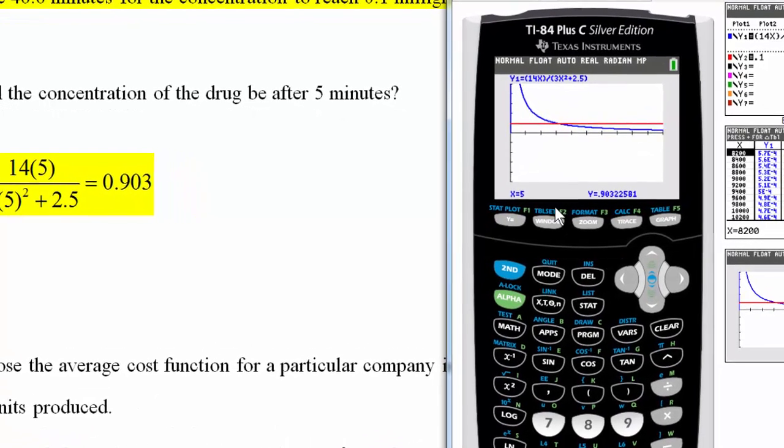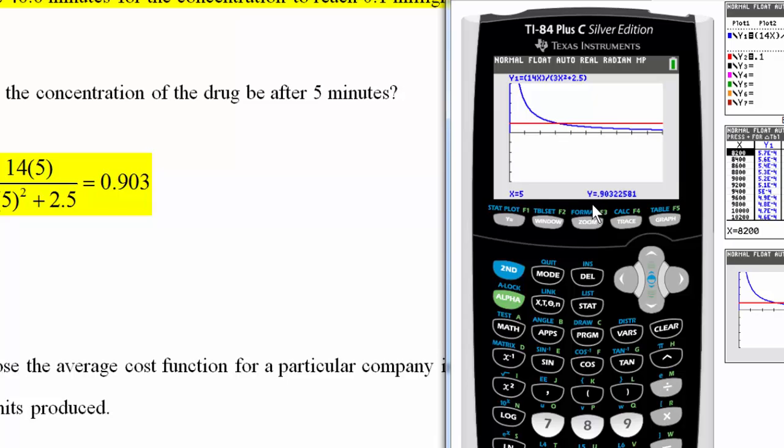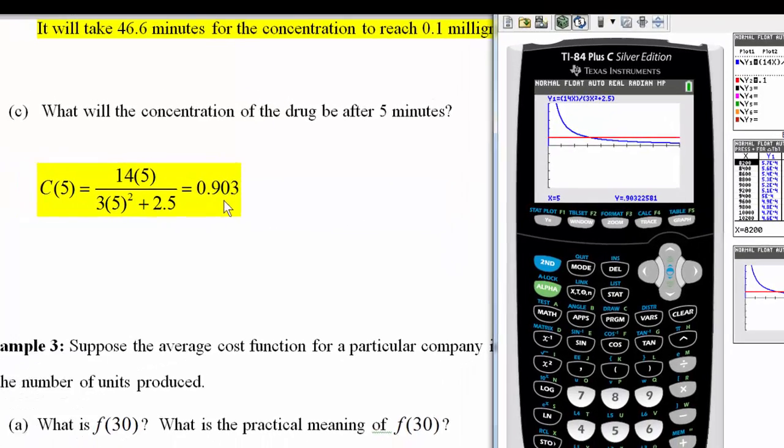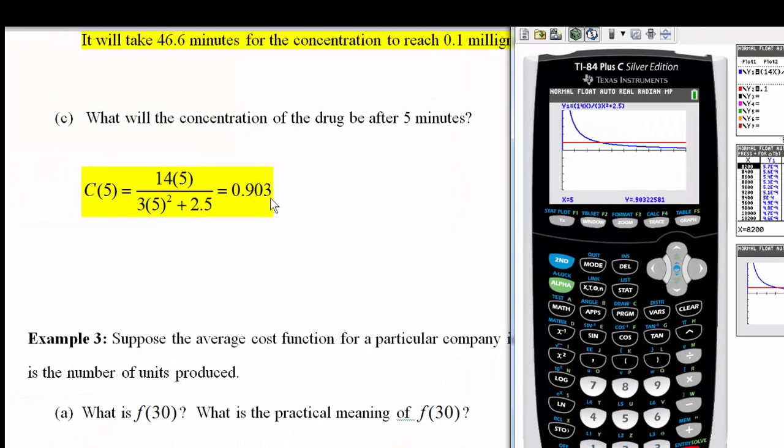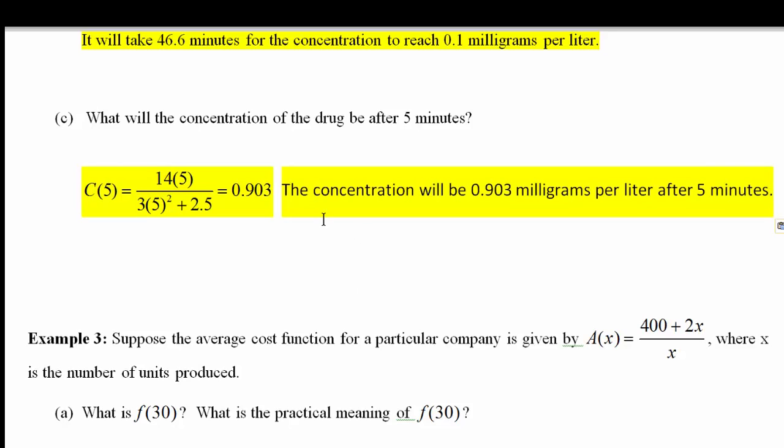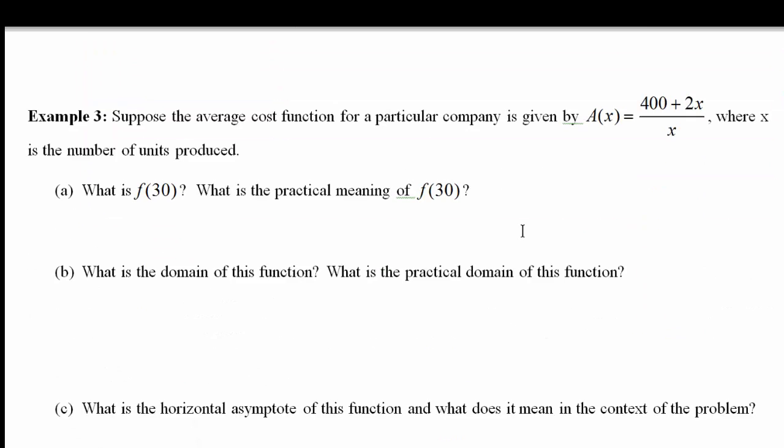Then press enter. It's saying when x is 5, y is 0.903. There's my answer, 0.903. We could also do this the long way by doing 14 times 5 divided by 3 times 5 squared plus 2.5. We'll get the same answer. So a formal answer: the concentration will be 0.903 milligrams per liter after 5 minutes. That's my concentration.